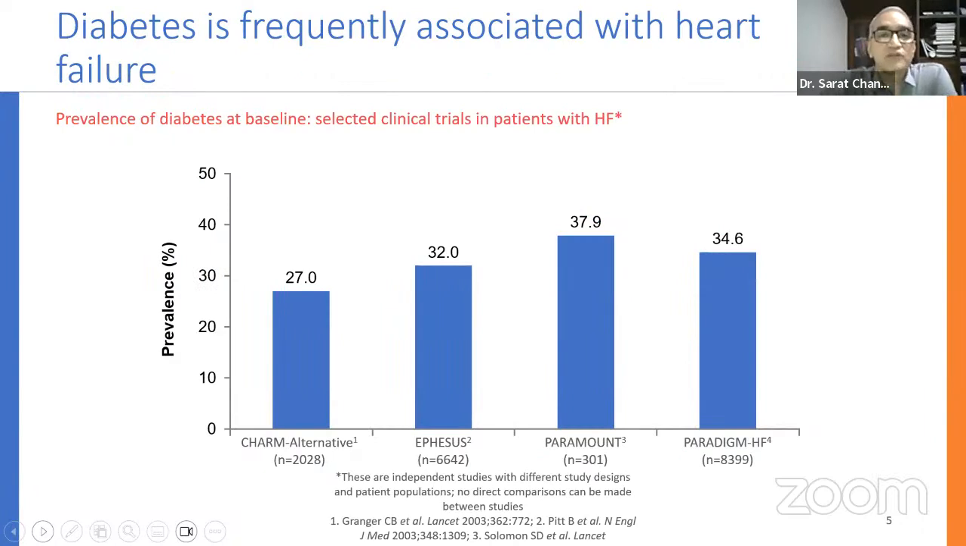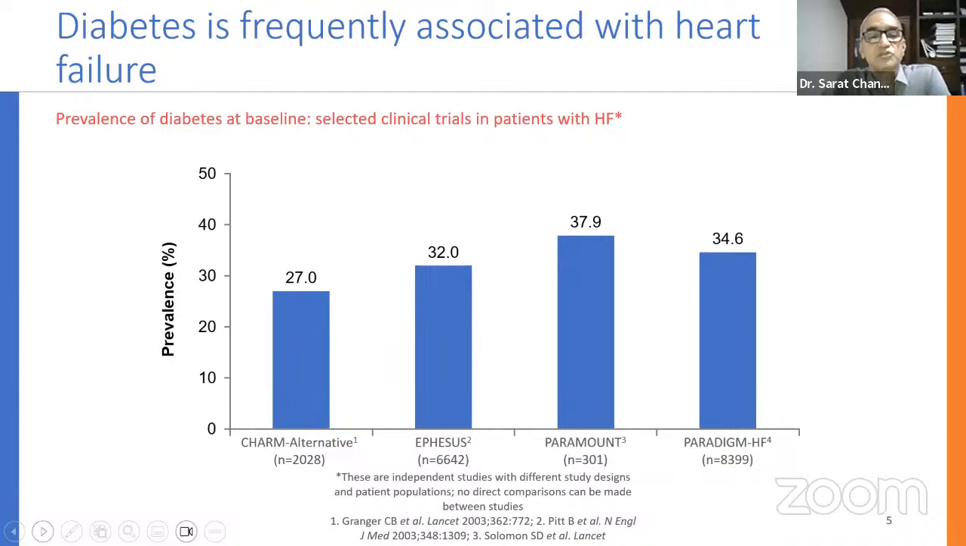Now, diabetes is frequently associated with heart failure, as you can see here from some of these pivotal trials. These are all heart failure trials: Paramount, Paradigm, FSS, Charm Alternative. All these trials are known to many of us, and FSS used the MRA antagonist, and Paramount and Paradigm used the ARNI therapy versus different agents in patients with heart failure.